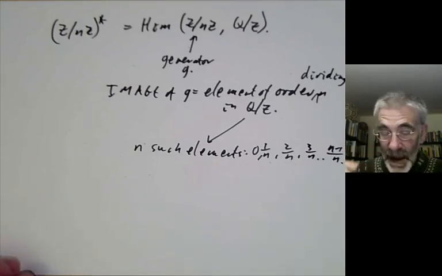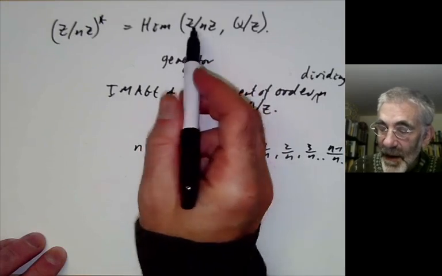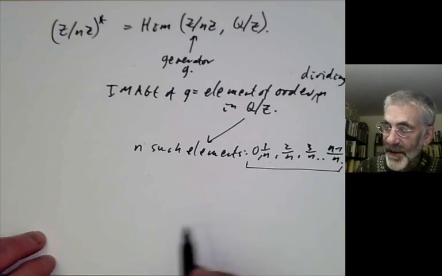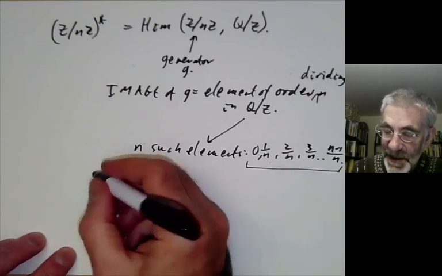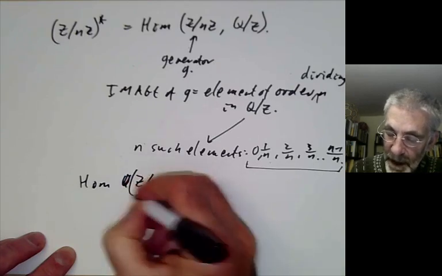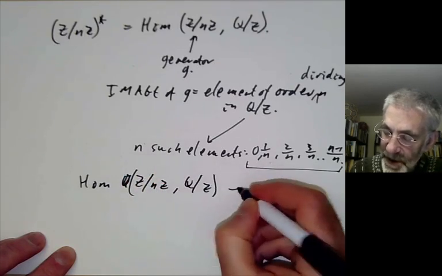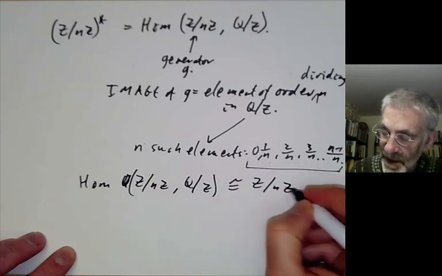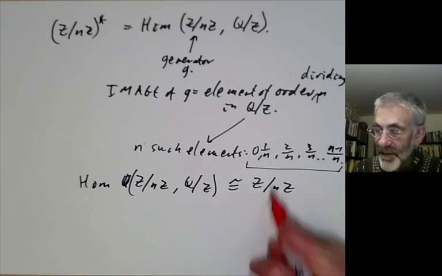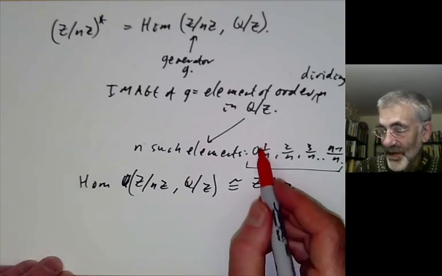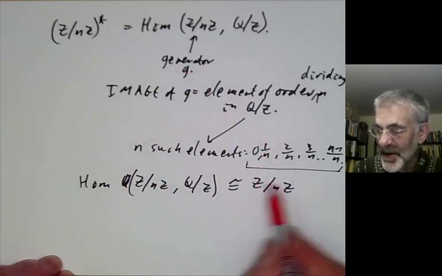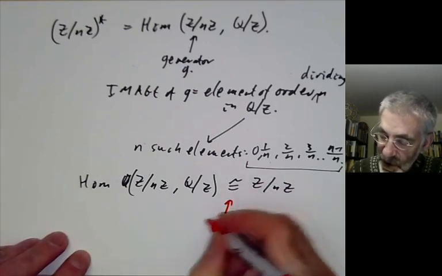So there are exactly n homomorphisms from Z over nZ to Q over Z, which just correspond to these elements here. And you can easily see that, in fact, Hom of Z over nZ to Q over Z is just isomorphic to Z over nZ. And we seem at first sight to have a natural isomorphism because we're just mapping the generator g to the generator of this. However, this isomorphism is not really natural.